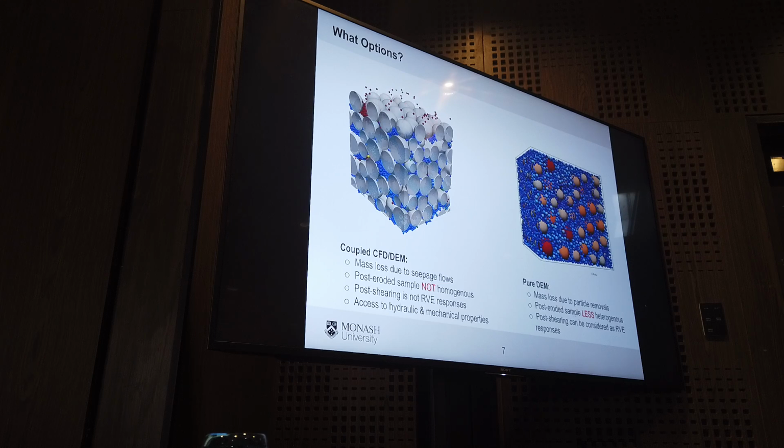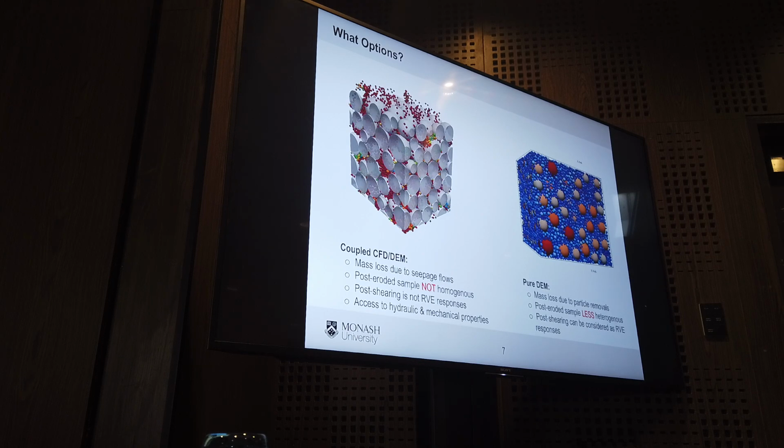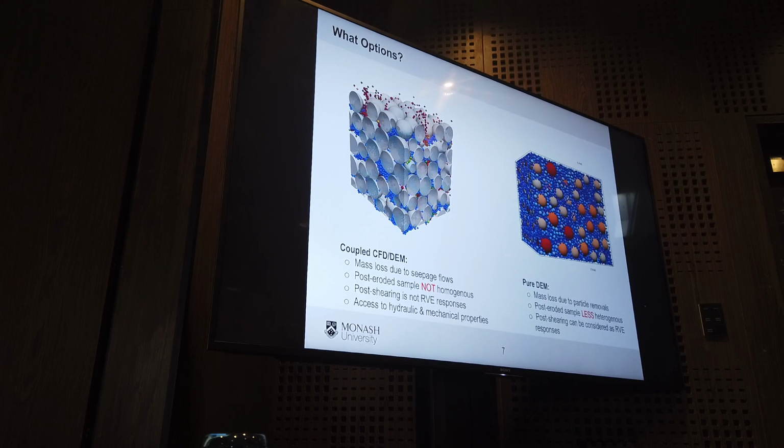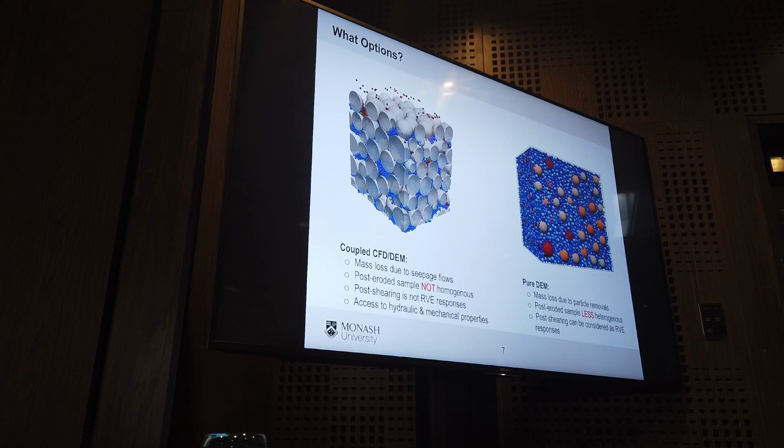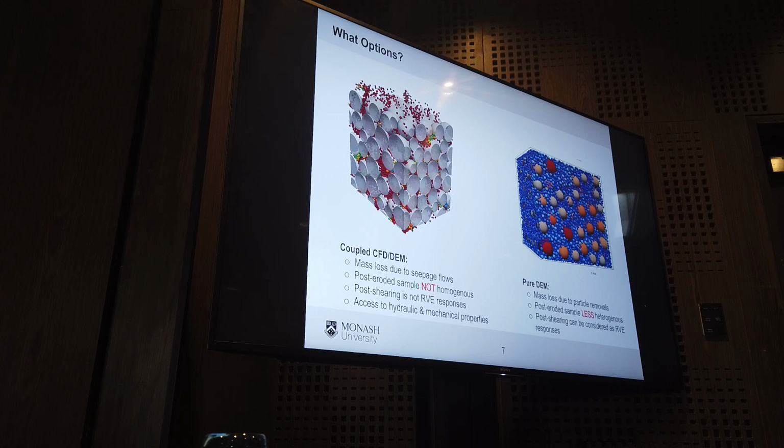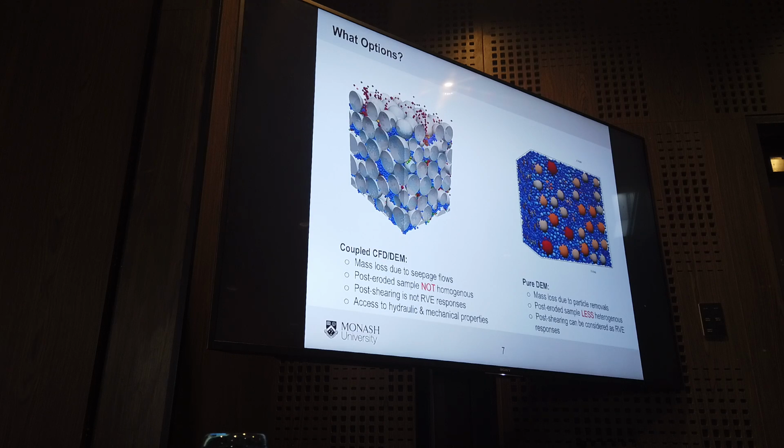So for example, in this case, we create a sample and then use a certain condition, like looking at the force distribution, and gradually reduce the mass of the small particles which have less force acting on them. With this approach, we can create a sample that is more or less homogeneous after being eroded. So we're using this approach to look at the mechanical behavior of eroded soil specimens.